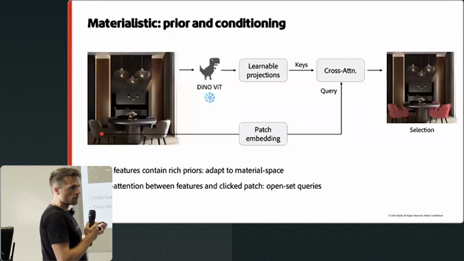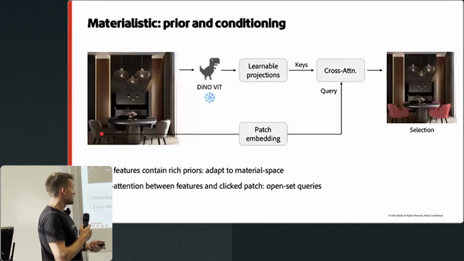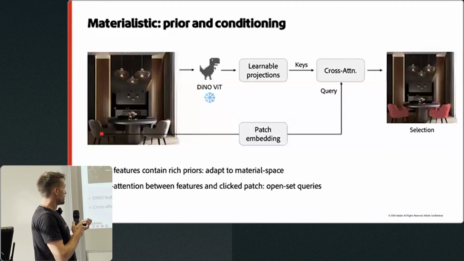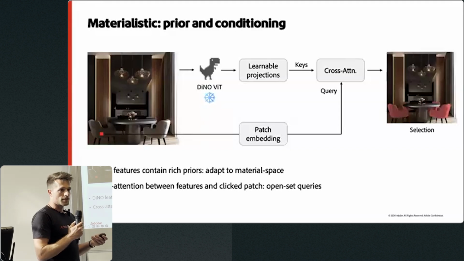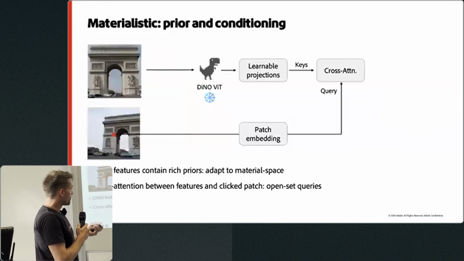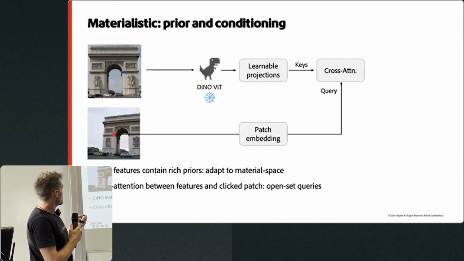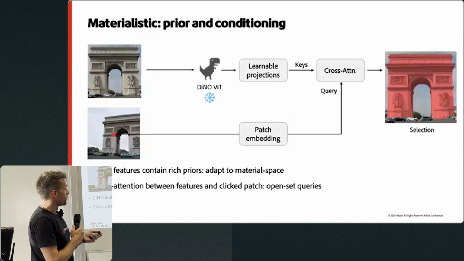Now, DINO obviously contains very rich priors because it's been trained on internet-scale data, and those transfer nicely to material space, as we learned. And this cross attention that we do here allows you to have open-set queries. Basically, whatever the user wants to click on, we are now able to select. The cool thing about this architecture is that nothing forces you to use the same two images, right? The upper image could be this image of the Arc de Triomphe in Paris, and the lower image could be something entirely different, but you can still get the patch embedding, and you can still get the right selection mask for the upper image.